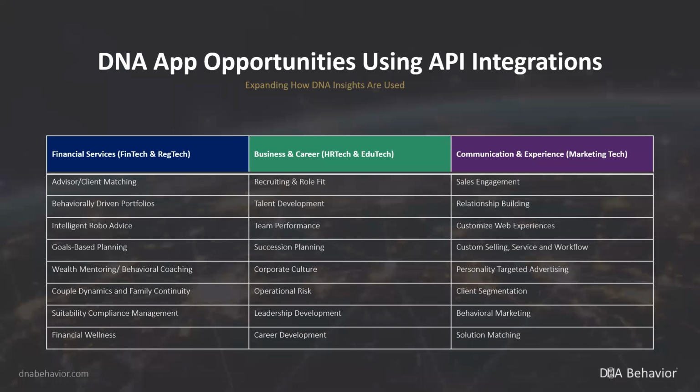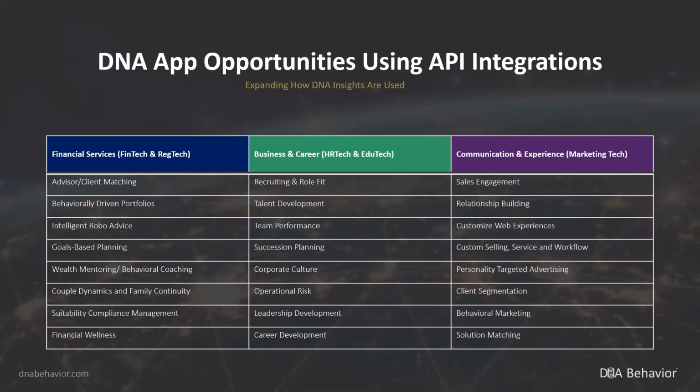So then going to the middle column, those are all the business DNA tools. I'll just quickly go through them. So we have recruiting and role fit. We have a whole hiring platform that can be accessed through our API. Talent development, that's another aspect that we have specific insights in. Team performance, each individual in a team can be measured for their business DNA. And we have a lot of insights that report on how a team can work together, communicate, and what are their strengths, struggles, and challenges.